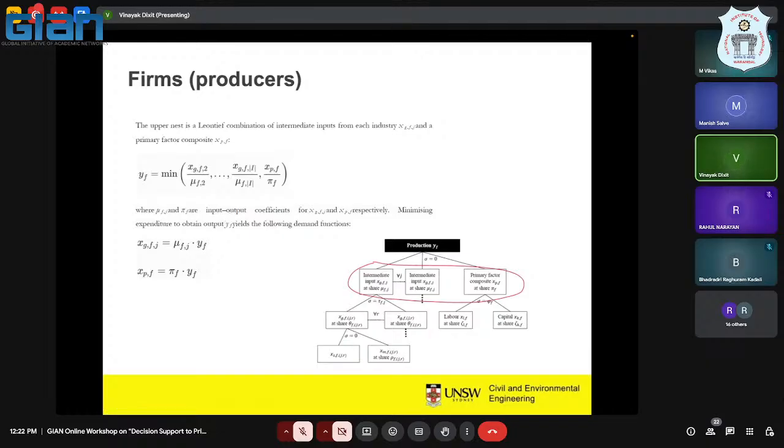Okay. So this is the capital aspect of it. X_P,F by pi_F is the capital share. Okay. The primary factors: if you don't have enough people, you can only produce what is limited by that.